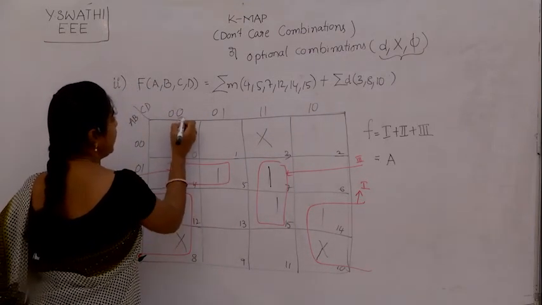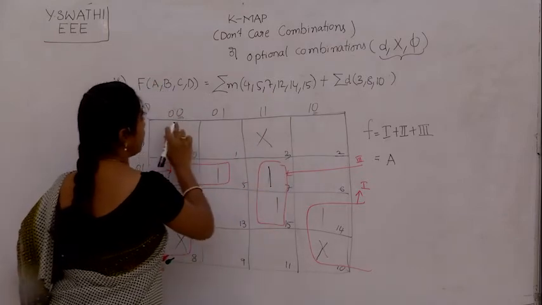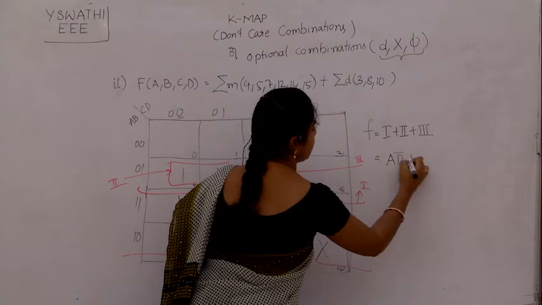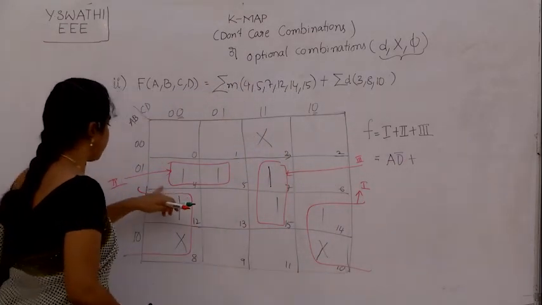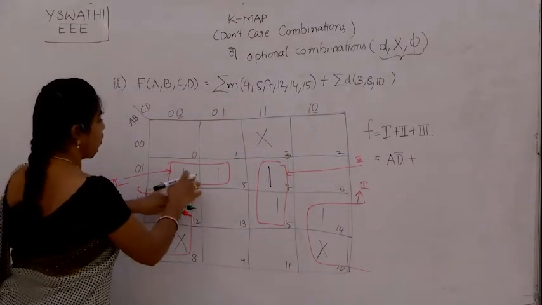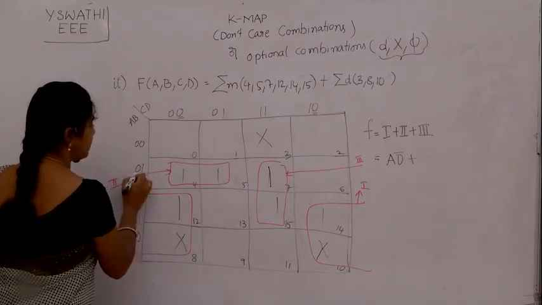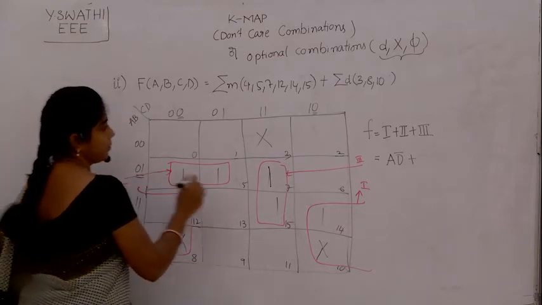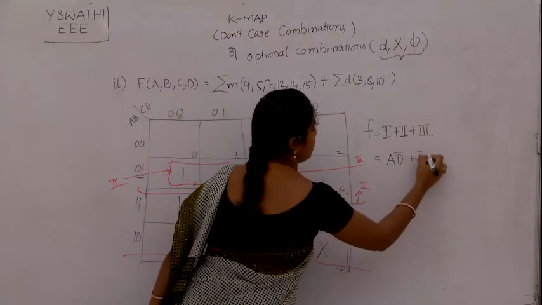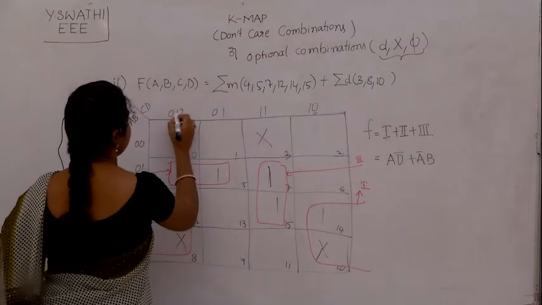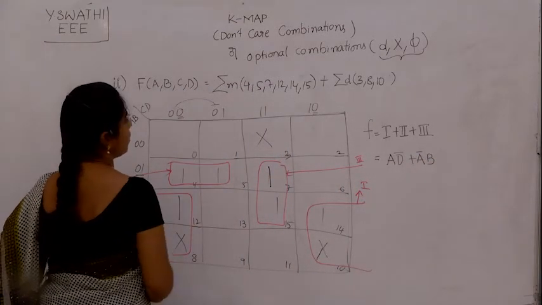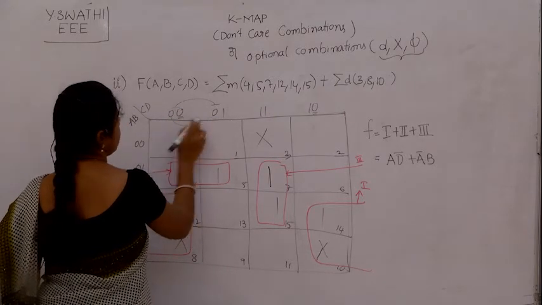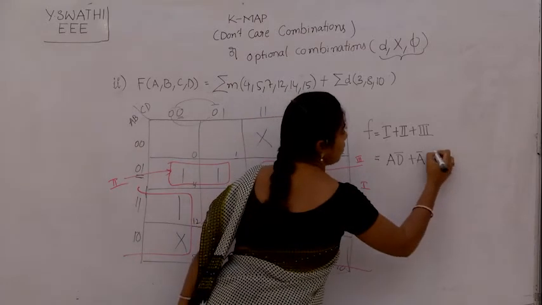So D is unchanged, and its form is 0, that is, the complemented form of D. Coming to the second prime implicant, that is the 4 and 5 cell combination. In this, AB is unchanged, so its form is A bar B, and CD changes from 0 0 to 0 1. So what is the unchanged form of C?